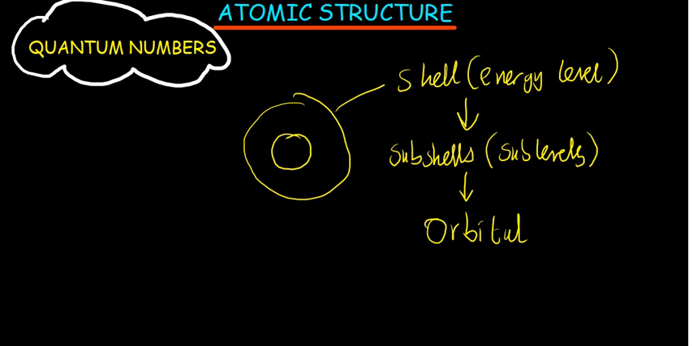Basically, we are going to represent each of these with a quantum number. So a shell has a quantum number, a subshell also has a quantum number, and an orbital also has a quantum number. So we need to understand that. Alright.